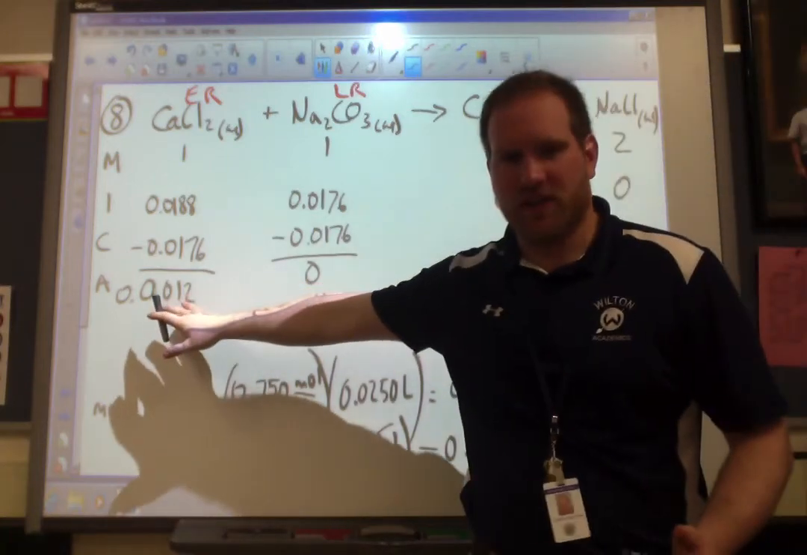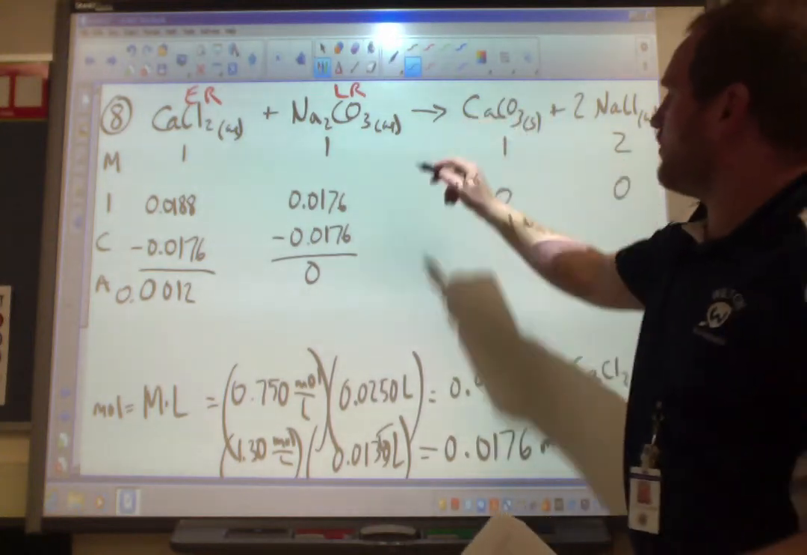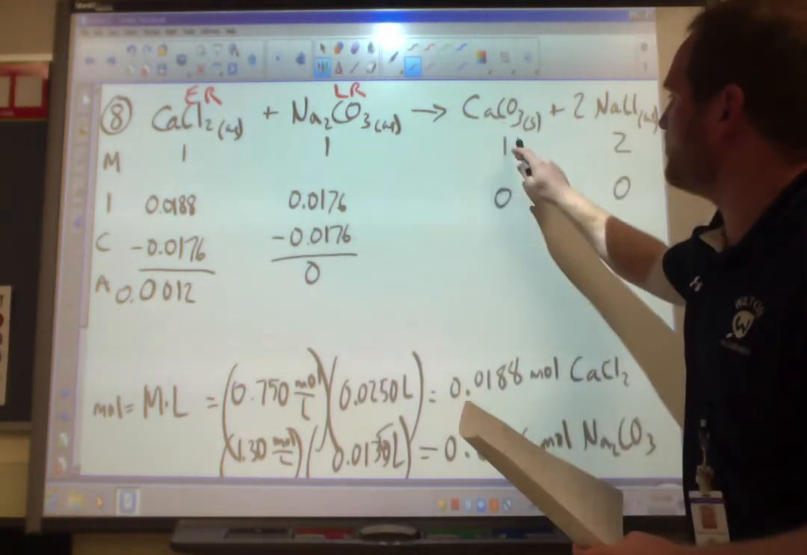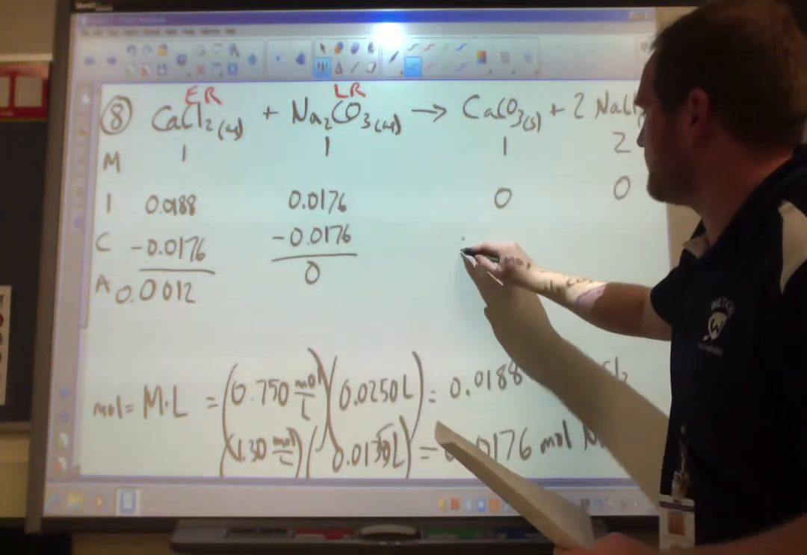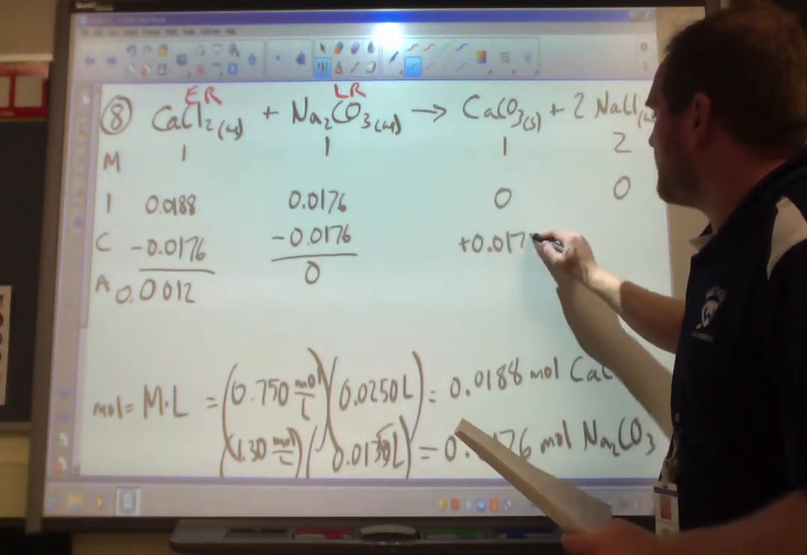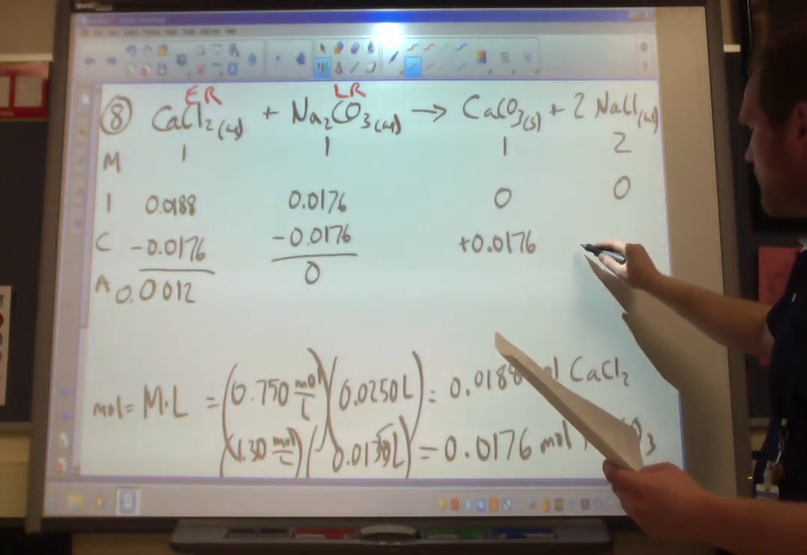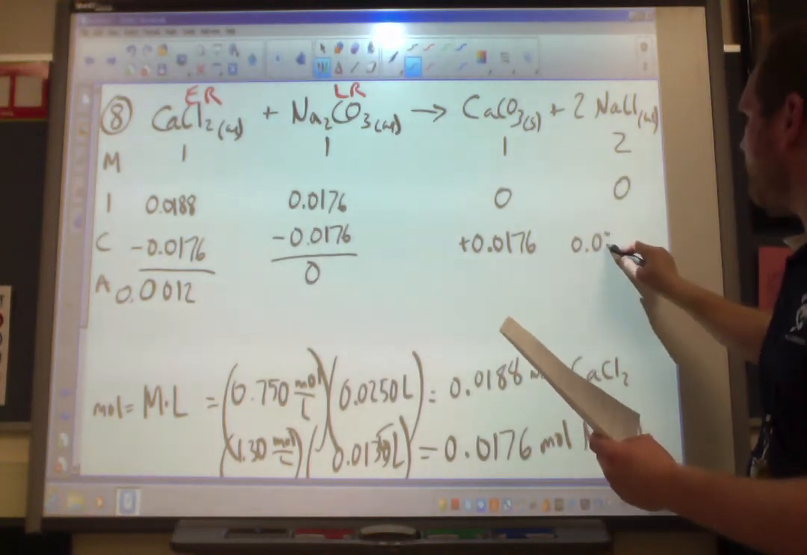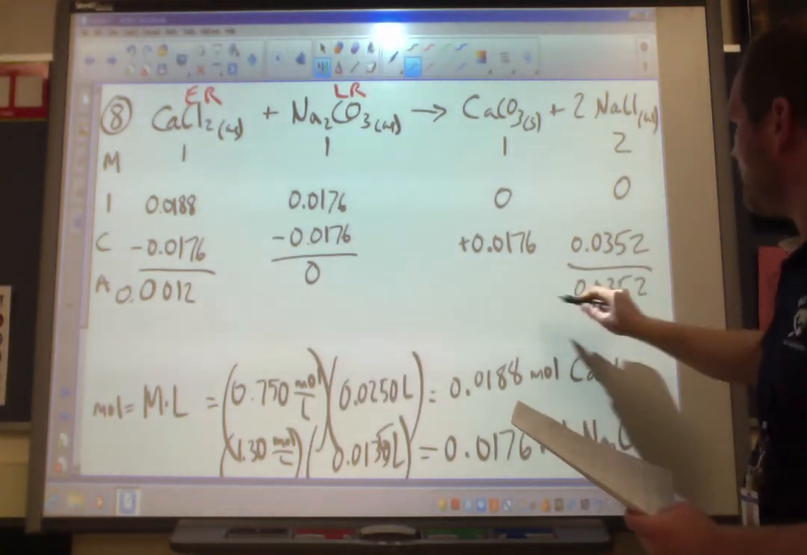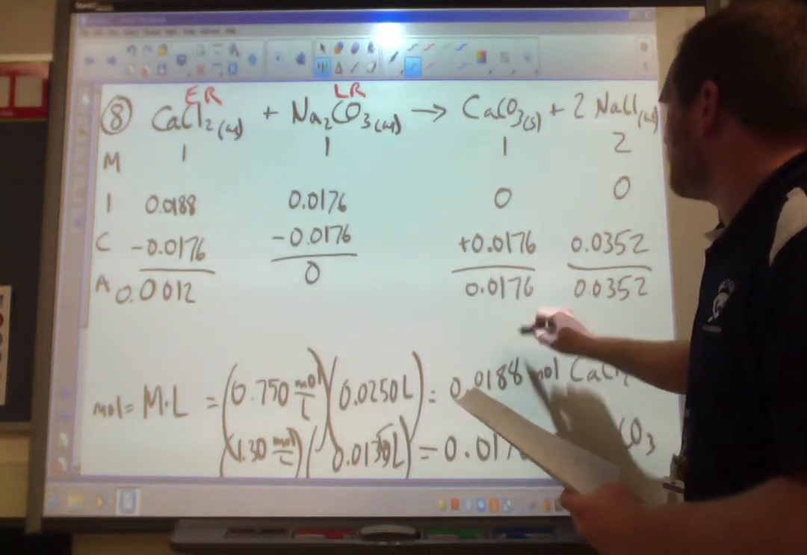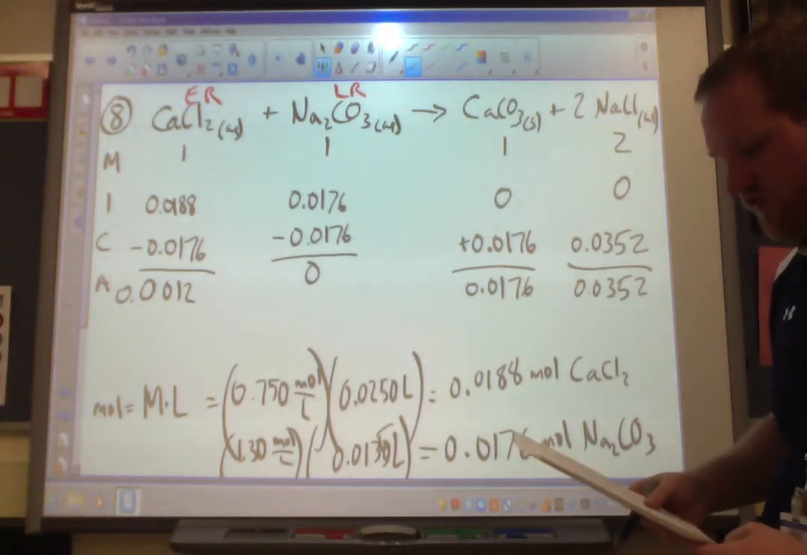I mean, this isn't really... Well, I guess I did ask for the ICE table. I didn't ask for grams, though. Let's see how much chalk we form. So, it's a 1-to-1 ratio. So, for every mole of this that we lost, we're going to gain 1 mole of that. So, it's the exact same number, 0.0176. And this is a 1-to-2, so we're just going to double this and write it over here. So that works out to 0.0352. 0.0176. Okay, so that is my ICE table complete for this reaction.